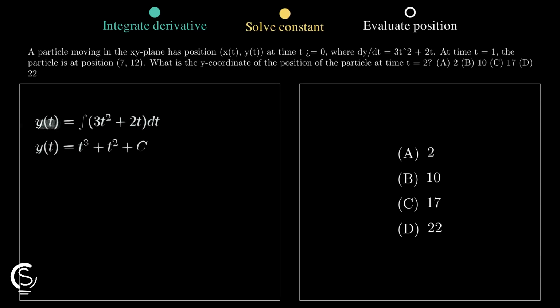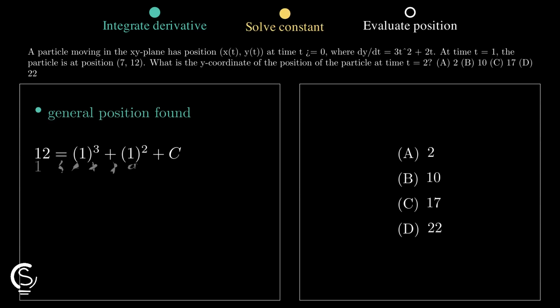Next, we use the known position at time t equals 1. By plugging in 12 for y and 1 for t, we solve for c, which turns out to be 10.